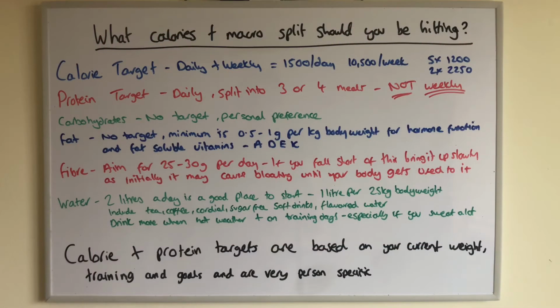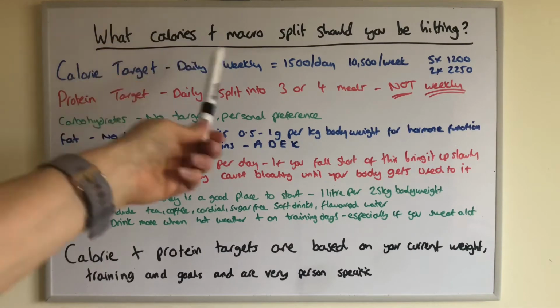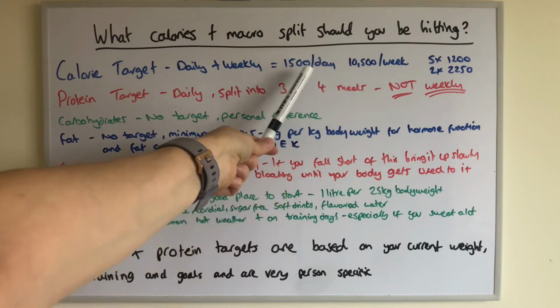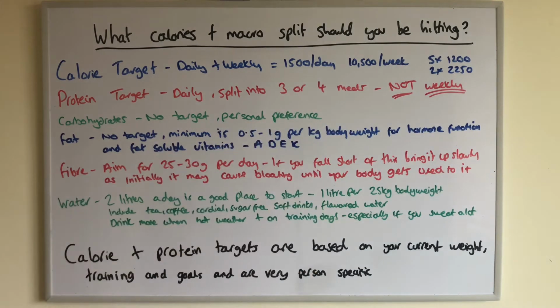So I'm just going to go over calories and macros, what's important, what's not, and how you can split them up throughout your week. So calorie targets. You can either have a daily or a weekly target. So for example, if I've set you 1500 calories per day, that is 10,500 calories per week. How you split them up is up to you.